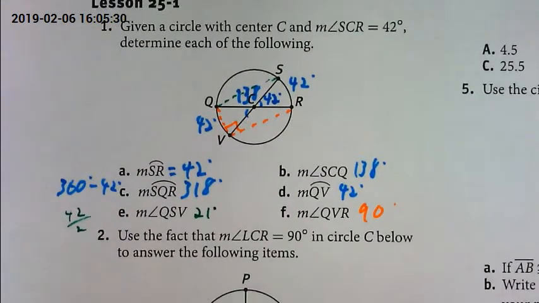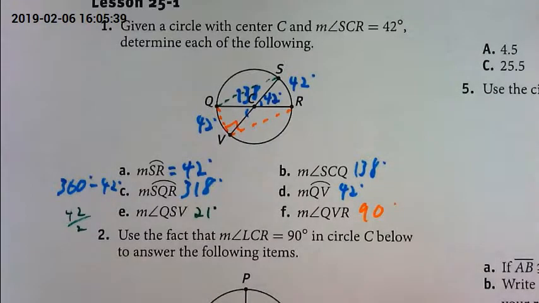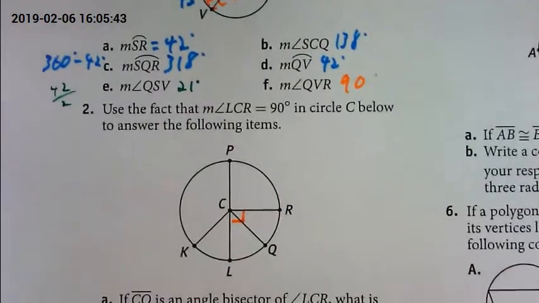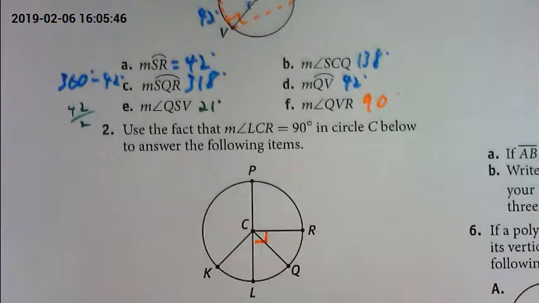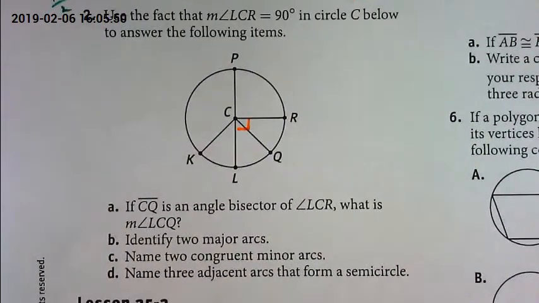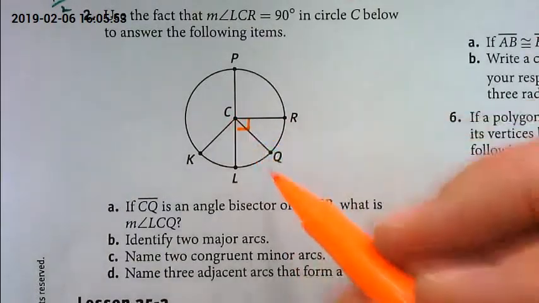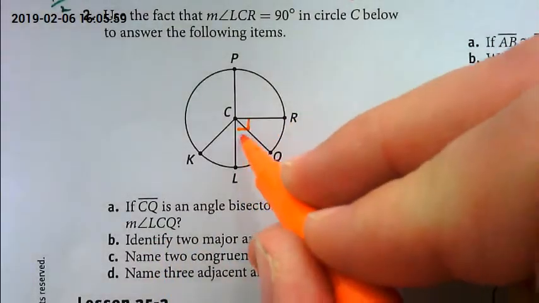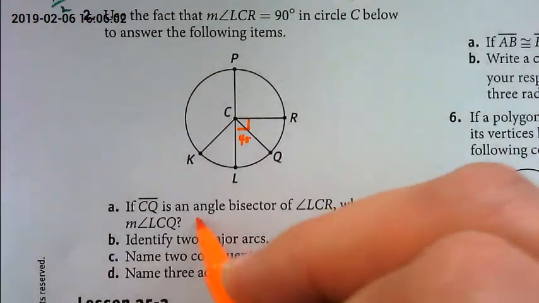All right. On number 2, use the fact that LCR is 90 degrees. So LCR, this is 90. So there's a few different things they want us to answer there. The first one is, if CQ is an angle bisector, what is LCQ? So each of these would have to be 45. So that's 45 degrees.